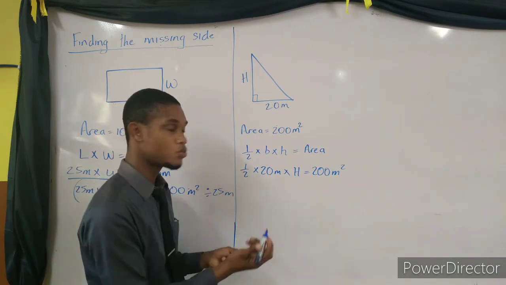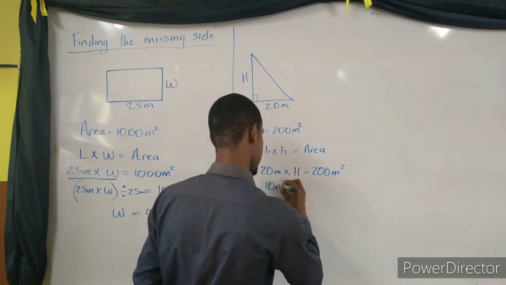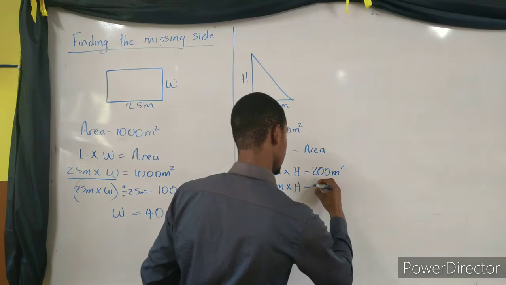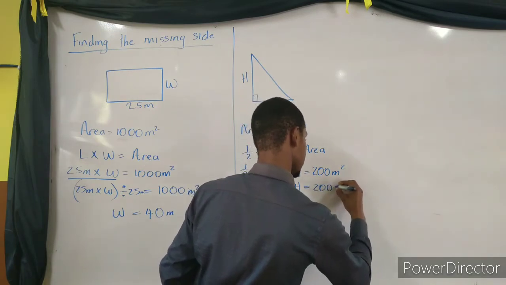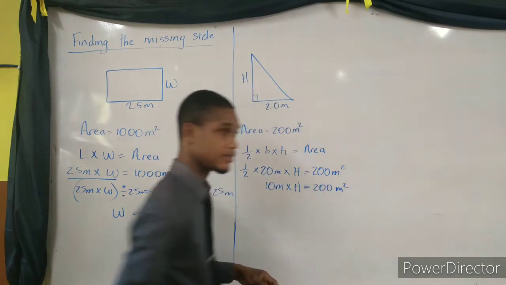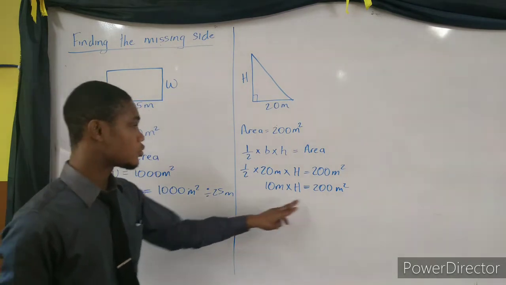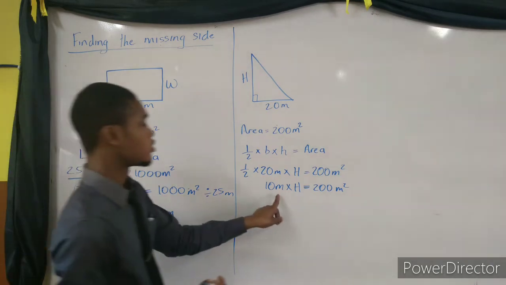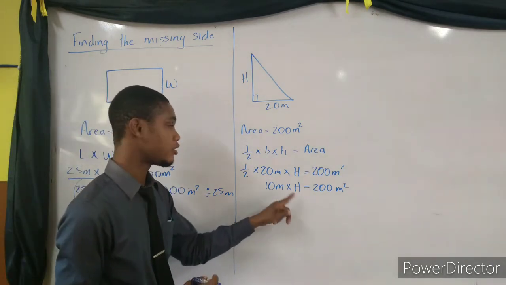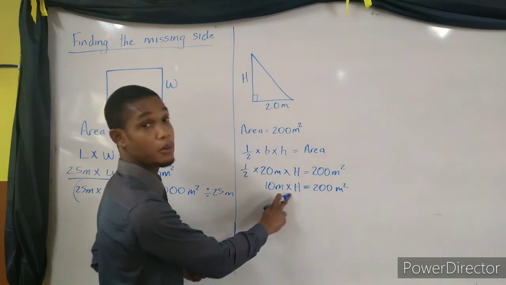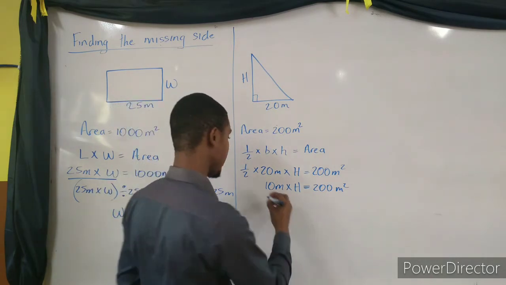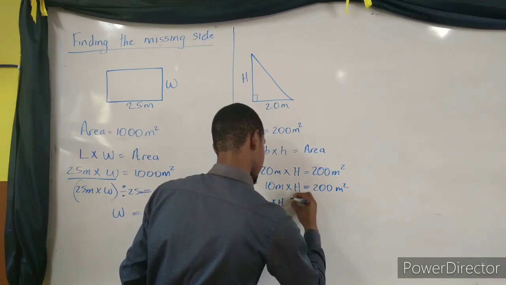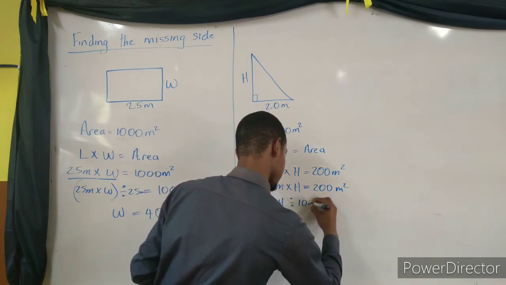And 20 divided by 2, that will give you 10 meters on this side, multiplied by h, that should be equal to 200 meters squared. So 200, same like when we got here, we had 1. So you're going to try to get rid of this 10 meters, and the way to do that is doing the opposite operation. And the opposite of multiplying is dividing. So that will be 10 meters times h divided by 10 meters.